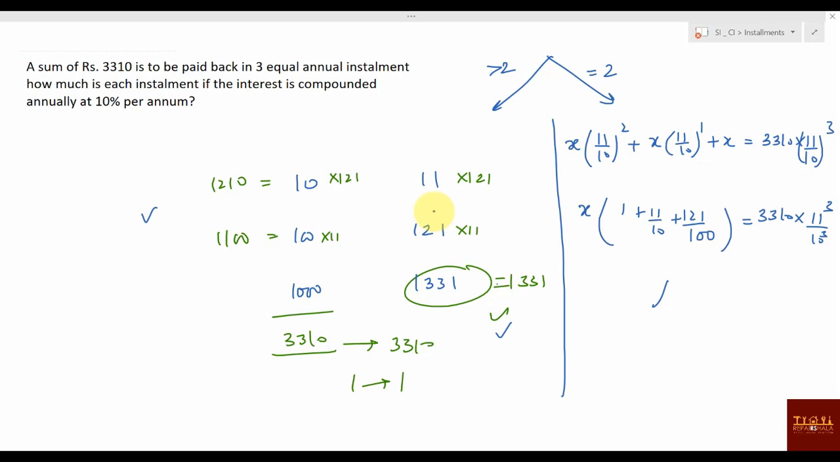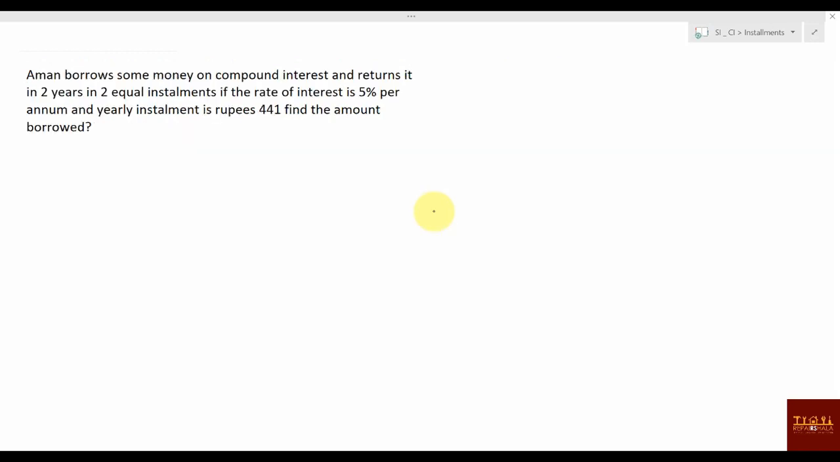Now let's check another question. Aman borrows some money on compound interest and returns it in 2 years in 2 equal installments. Rate of interest is 5%. 5% value is 1 by 20, which means 20 will become 21. 2 equal installments means 400 will become 441.